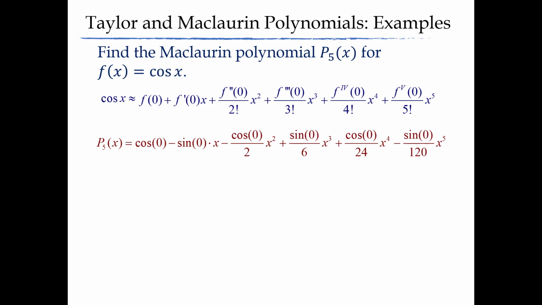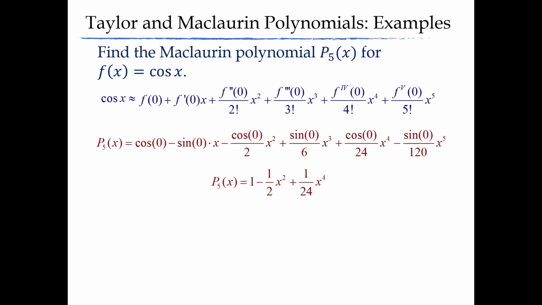We're going to find the second derivative at 0, which is negative cosine of 0 over 2 times x squared. We're going to find the third derivative of cosine, which is sine of x, at 0 over 6, which is 3 factorial, times x cubed, plus the fourth derivative of cosine, which is back to cosine of x at 0 over 4 factorial, or 24, times x to the fourth power, minus the fifth derivative, which is once again negative sine of x at 0 over 5 factorial, which is 120, times x to the fifth.